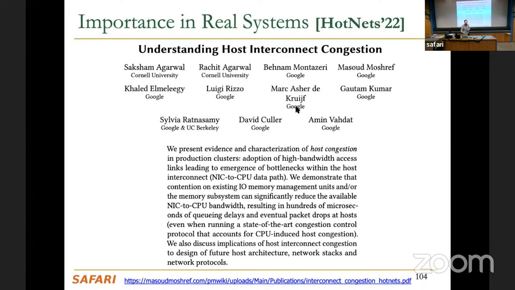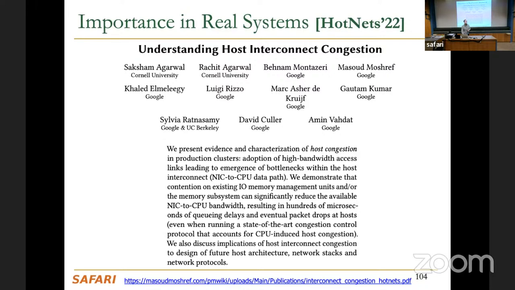So these folks basically say that we present evidence and characterization of host congestion in production clusters, adoption of high bandwidth access. This is high bandwidth access, essentially high bandwidth networking. I wonder what the highest bandwidth networking is today. Does anybody know? Is it 100 gigabits per second? Are we at terabits per second yet? Not sure, but it's pretty high today.